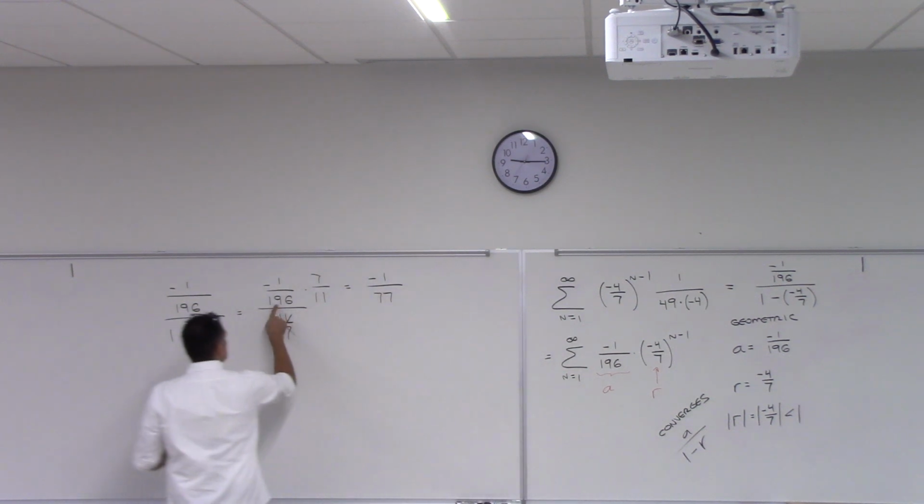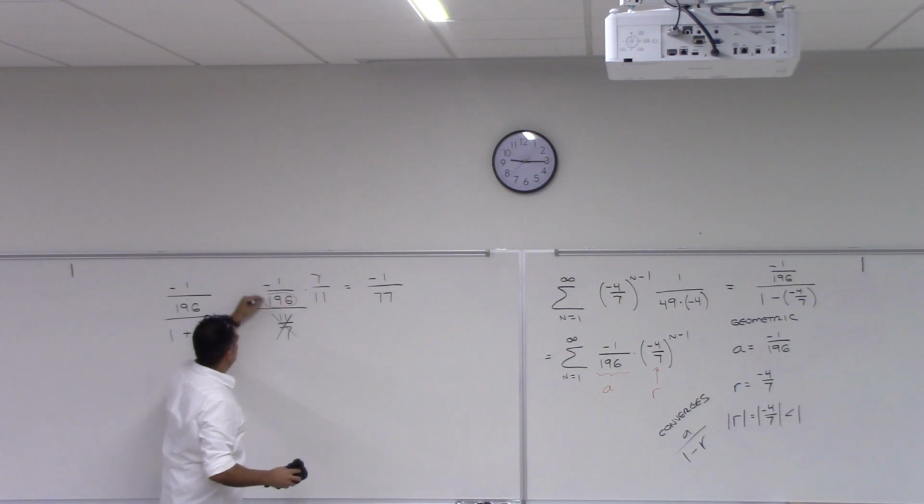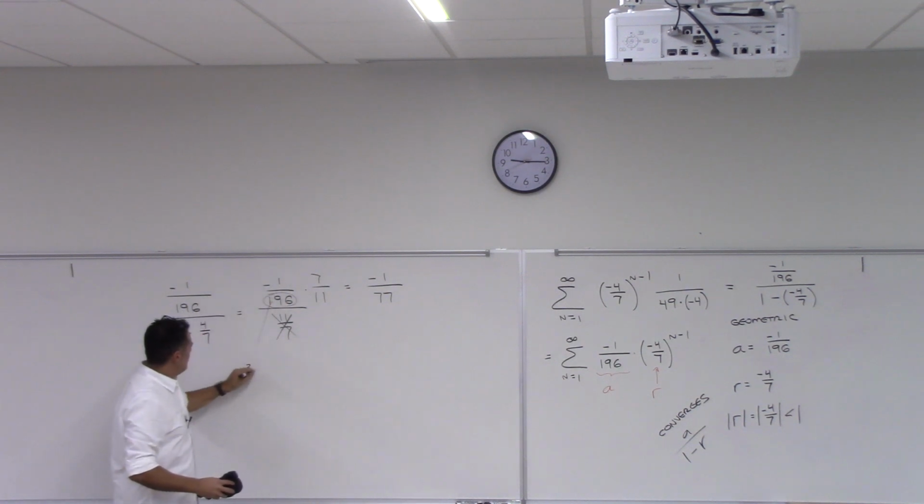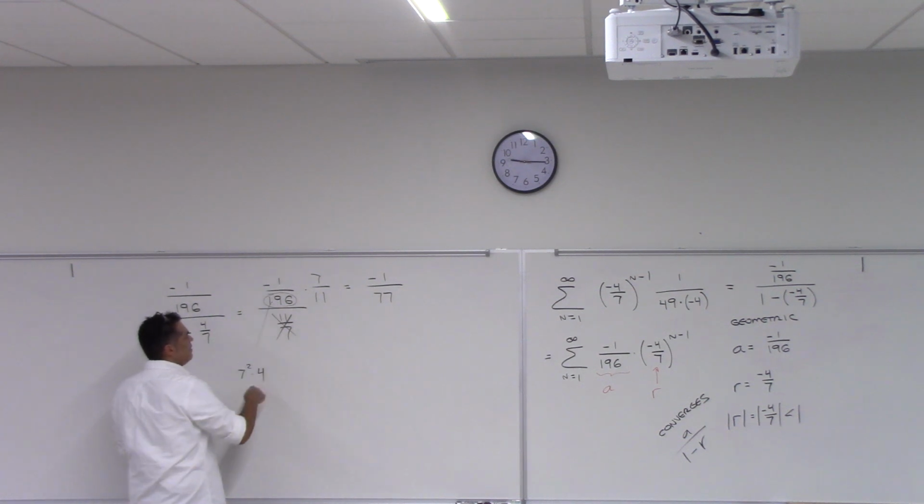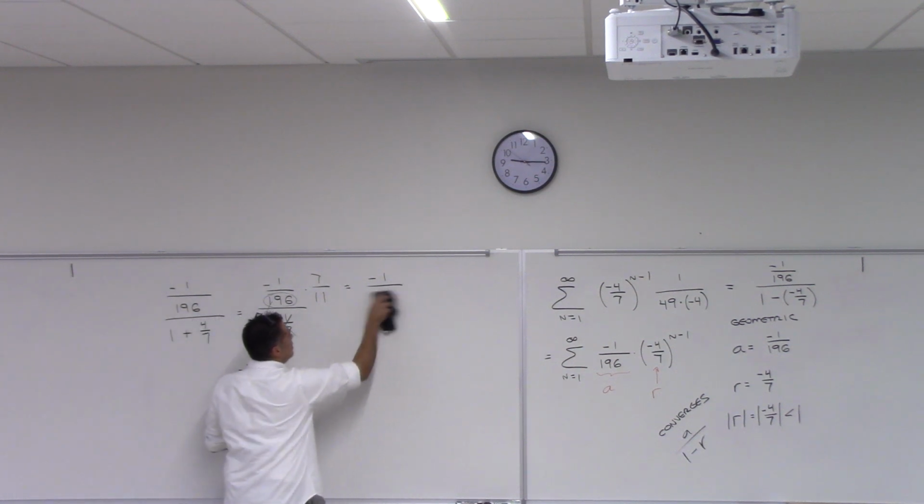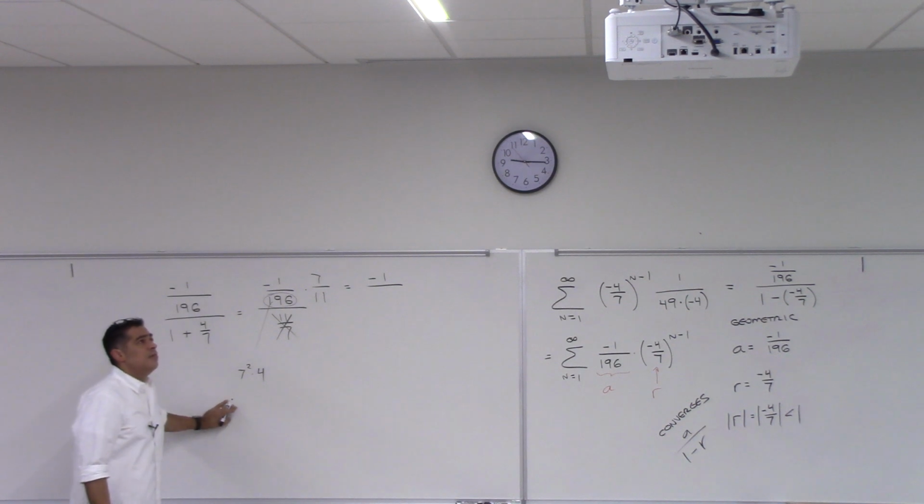Yeah, because 196, remember 196 was what? 7 squared times 4, wasn't it? Oh wait, I'm missing something, hold on. I canceled one of the 7s, so 7 times 4, 28 times 11. Sorry, that's not right. What's 77 times 4?